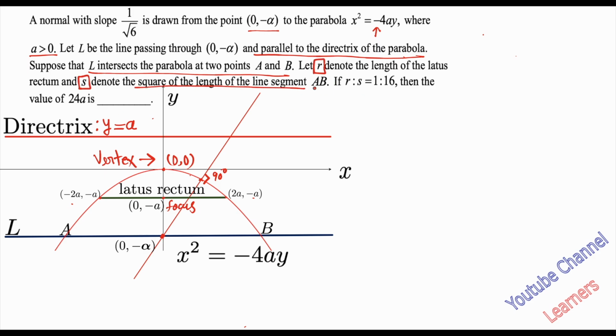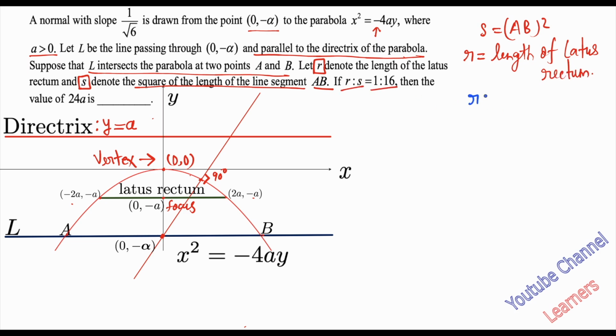alpha. There is a line which is parallel to the directrix, and this line cuts the curve at 2 points A and P. The length of latus rectum is given as R, and S is the square of the length of line segment AB. We have been given the ratio R is to S, and we have to find the value of 24a.